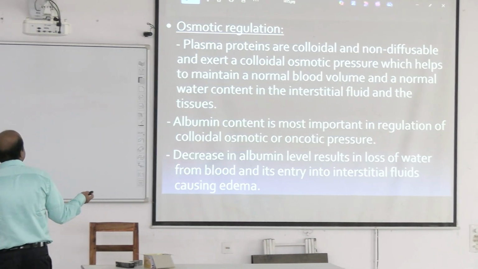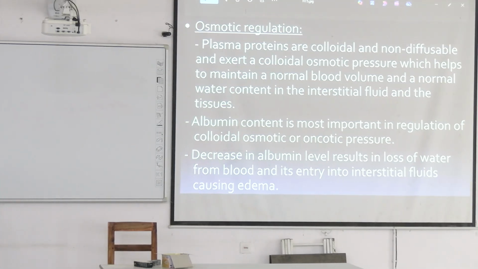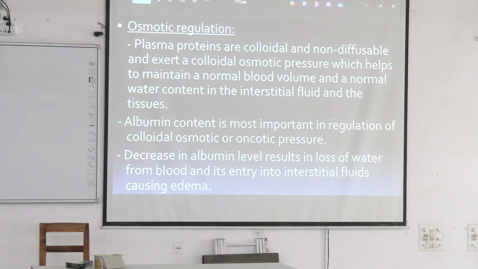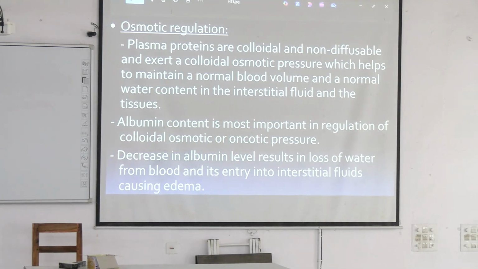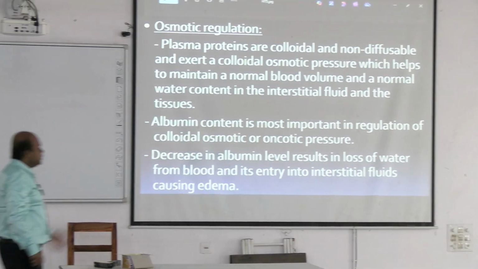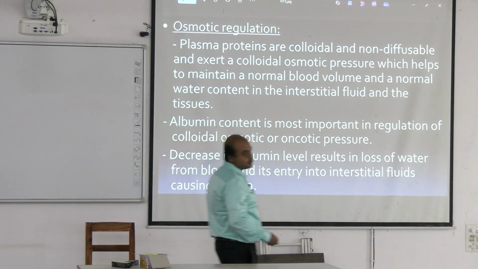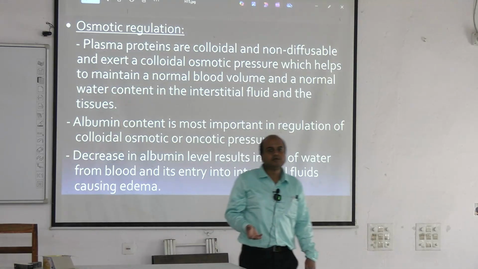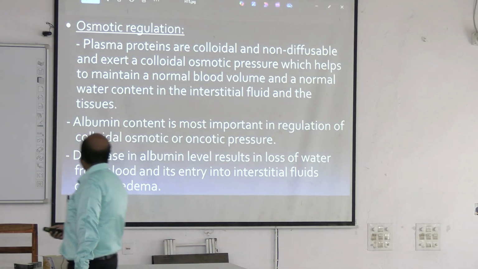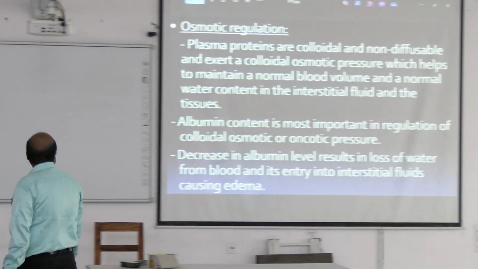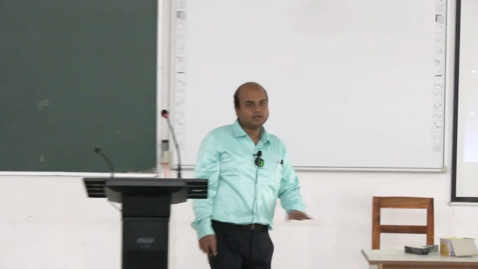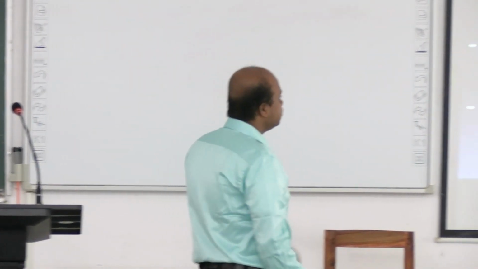So osmotic regulation: as I told, they are colloidal. You will come to know the whole term, colloidal osmotic pressure. So that is the movement of fluids between the cells, the interstitial fluid and the tissues. A decrease in albumin level results in a decrease in osmotic pressure, and water will go, so there is loss of water from the blood. This happens due to a decrease in not only albumin but other plasma proteins also, but albumin is mentioned because albumin is the major plasma protein, the most in quantity.